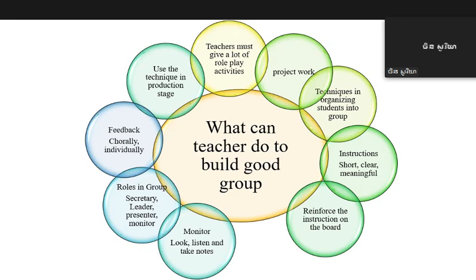And the last one, this technique should be used in the practice and production stage only, because students can produce their personal opinion and their common sense. And next.